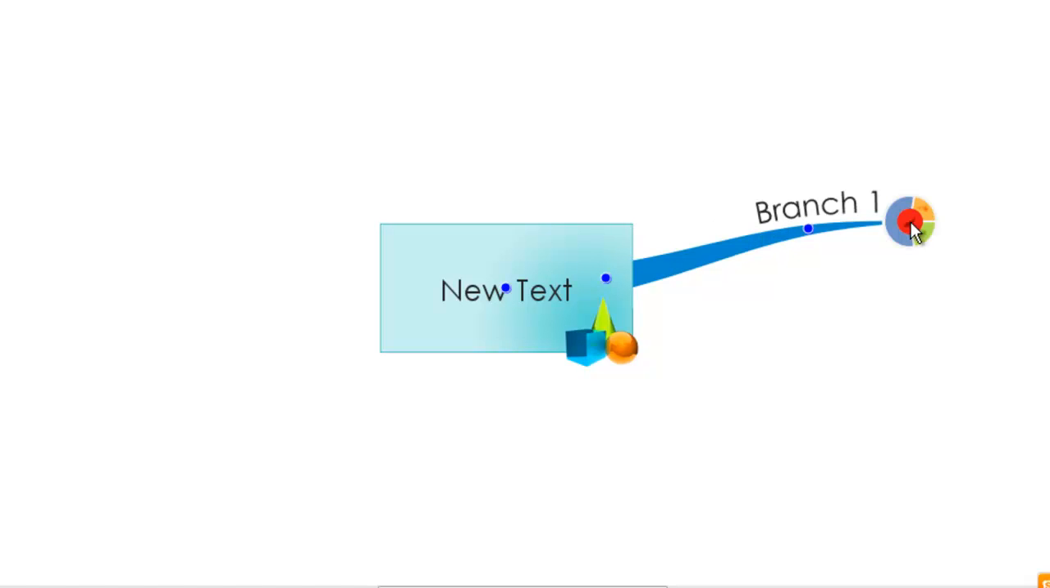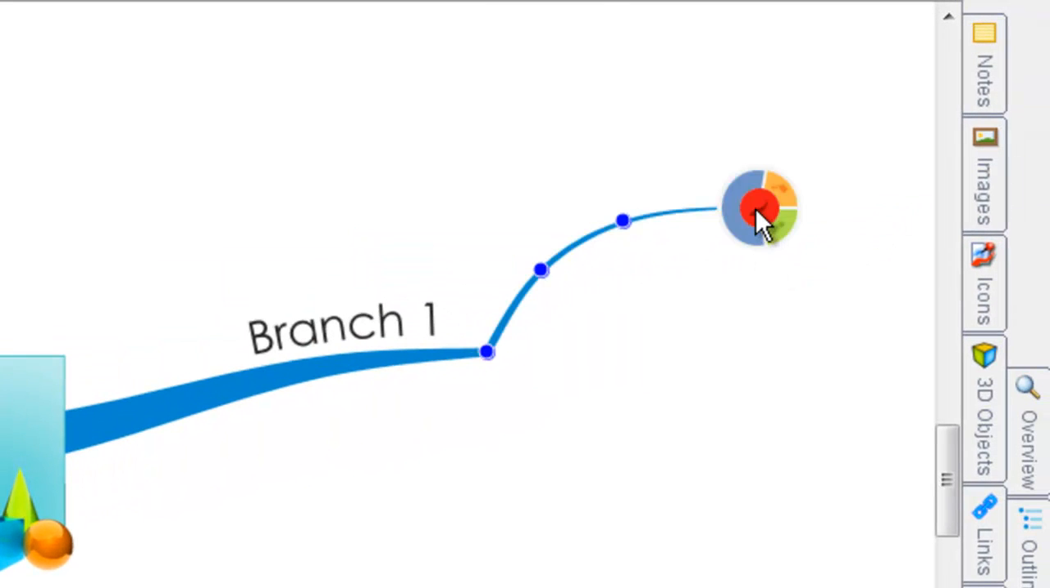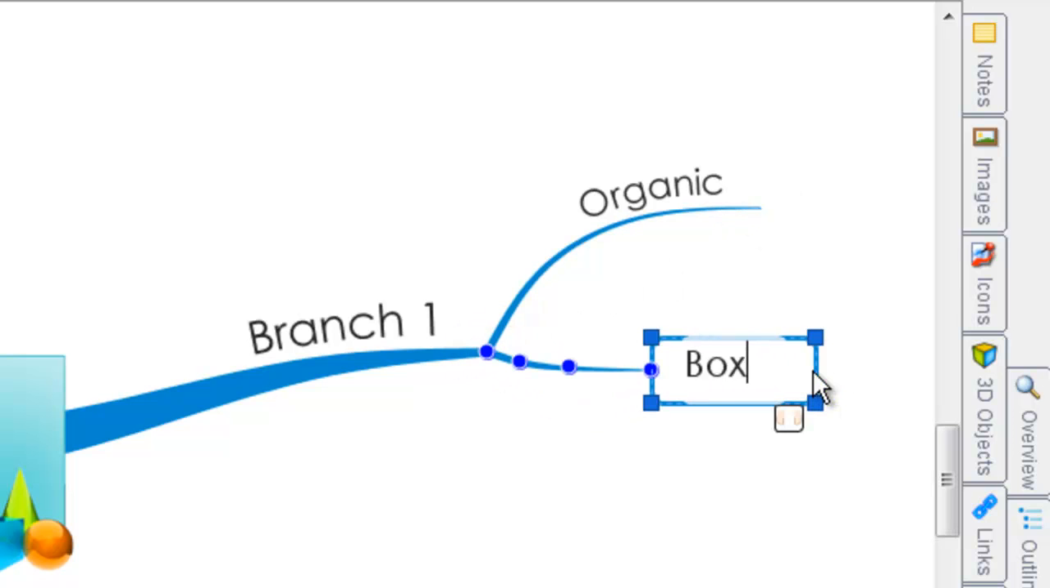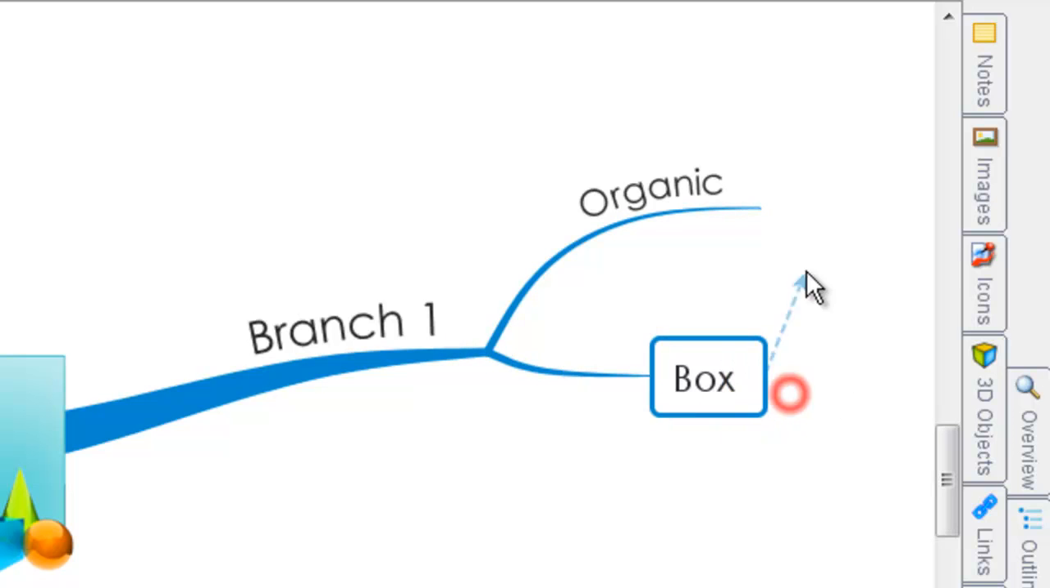the branch. To add new sub-branches, hover your mouse over the end of any branches on the canvas, and the branch target will appear. As with the central image target, the red circle in the middle is used to draw standard organic branches, the orange section to draw box branches, and the green section is used to draw relationship arrows.